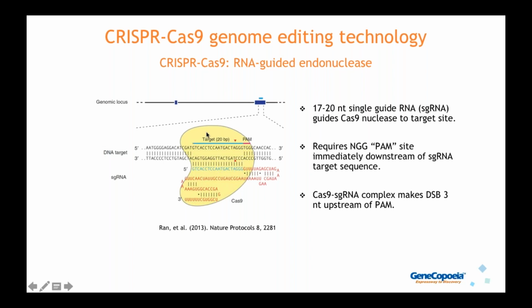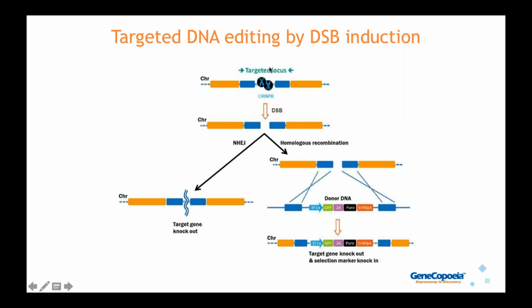Okay, so when this complex comes together, it is guided to the same target sequence in the genome if it is found upstream of an NGG PAM, which stands for protospacer adjacent motif site, that's immediately downstream. So when the Cas9 and single-guide RNA complex finds this PAM site and the target sequence, it binds to it by Watson-Crick base pairing and causes a double-strand break in the genome, as shown here.